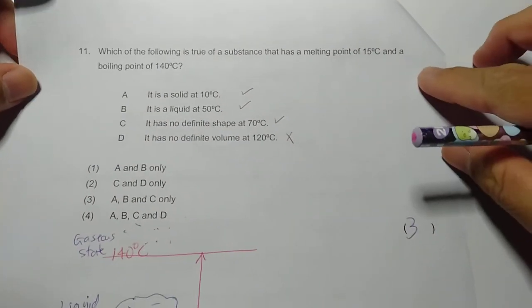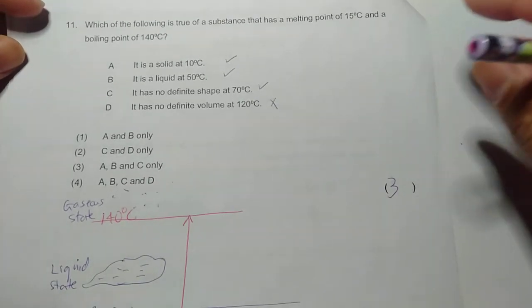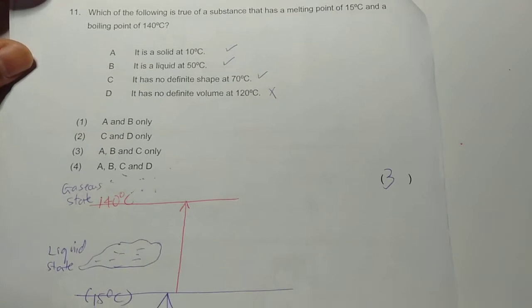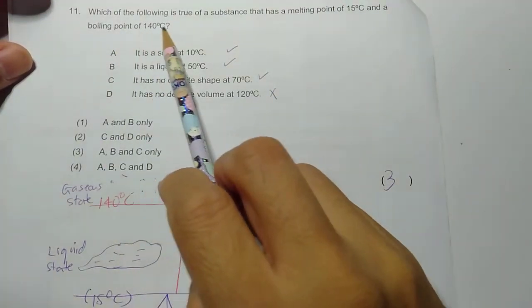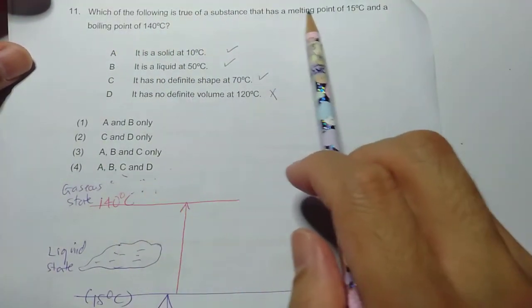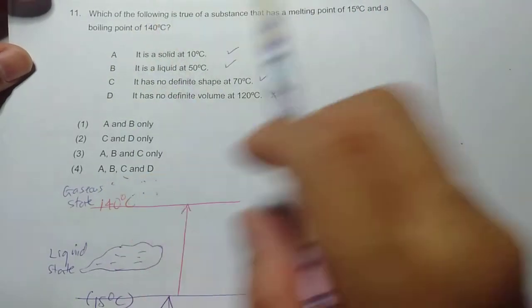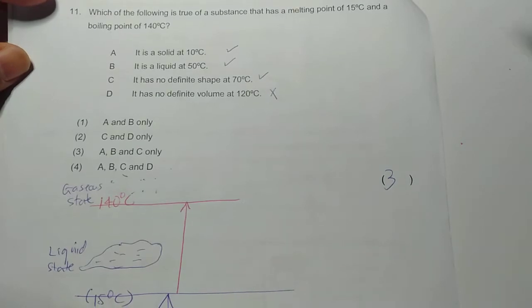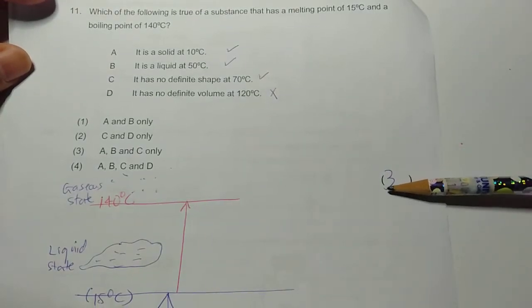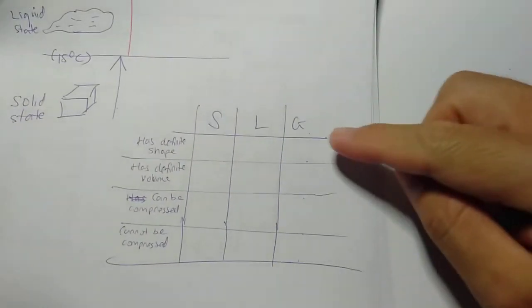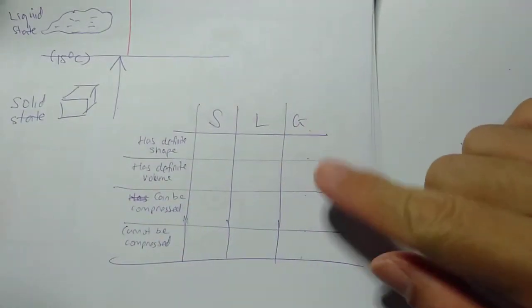Okay, this one, P5s, is on your P4 topic. If you got this wrong, please go and take out your lower block cycles book to read it. Which of the following is true of a substance that has a melting point of 15 degrees Celsius and a boiling point of 140 degrees Celsius? Now, of course, clearly you can see the answer is 3. But what I need you to do now is to go through this lesson with me. I've drawn all the lines here for you on your worksheet.